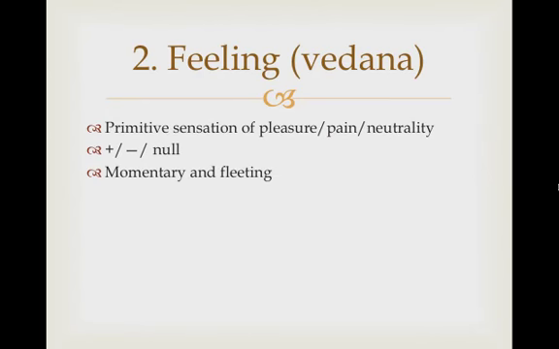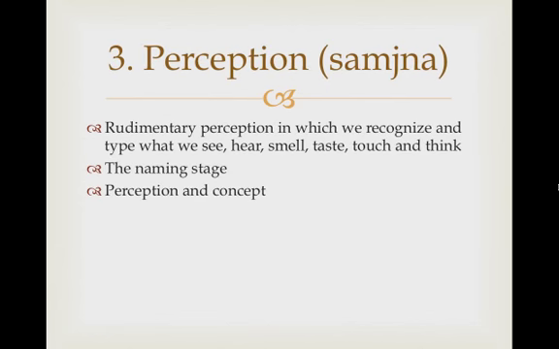Okay, let's take a look at stage 3. 3 and 4, I think, are where things get most interesting. So the third skandha is called perception. I'll read here the definition from my teacher, Reggie Ray, who wrote, "It's the rudimentary perception in which we recognize and type what we see, hear, smell, taste, touch, and think." So I call it more or less the naming stage, where concept is introduced. It's still rather impulsive, though, so we don't want to get ahead of ourselves.